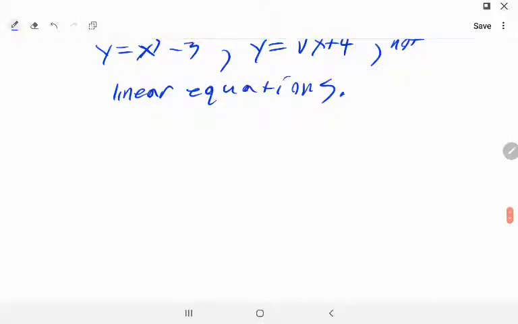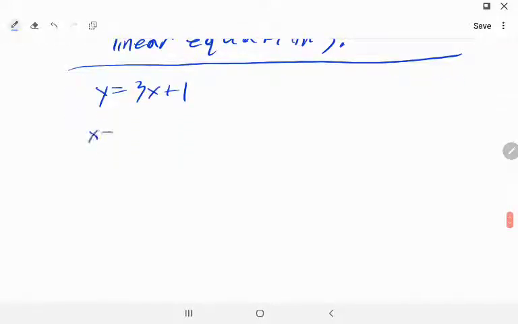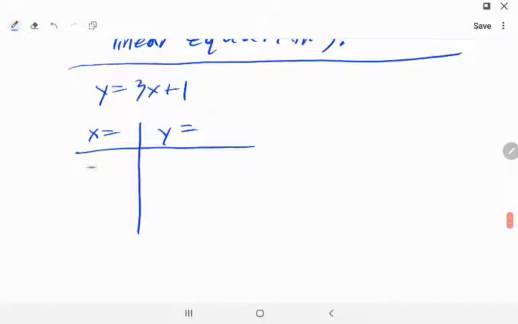So if we want to try to graph a line using a table of solutions, we can look at something like y equals 3x plus 1. We write a table, x equals, y equals, and this is why we call it a t-table. We have a big T separated into x values and y values, and we can just write down arbitrary values of x. We can say x is negative 2, negative 1, 0, 1, 2, and then we find the corresponding y values.